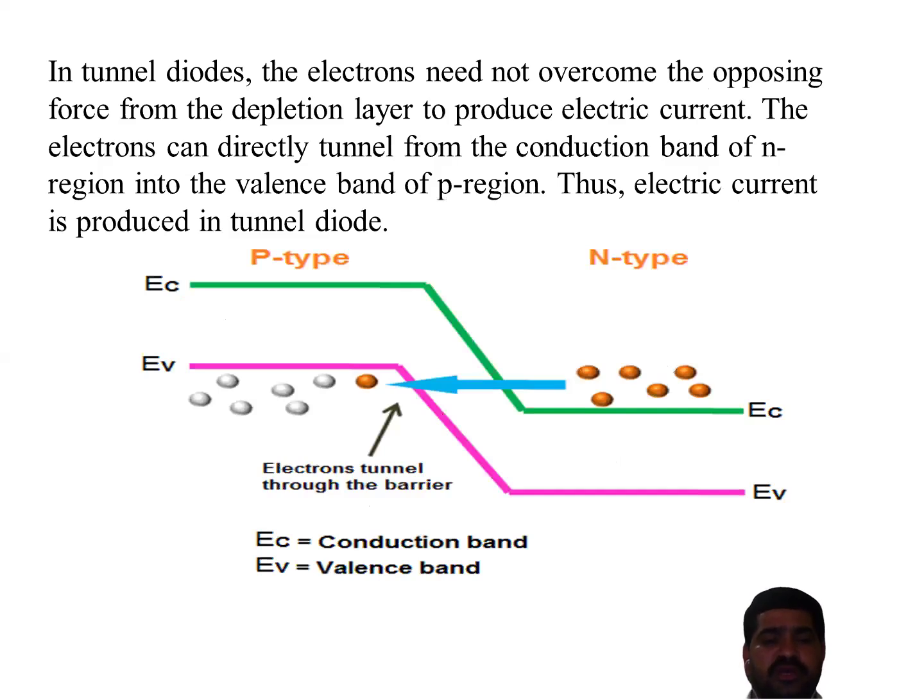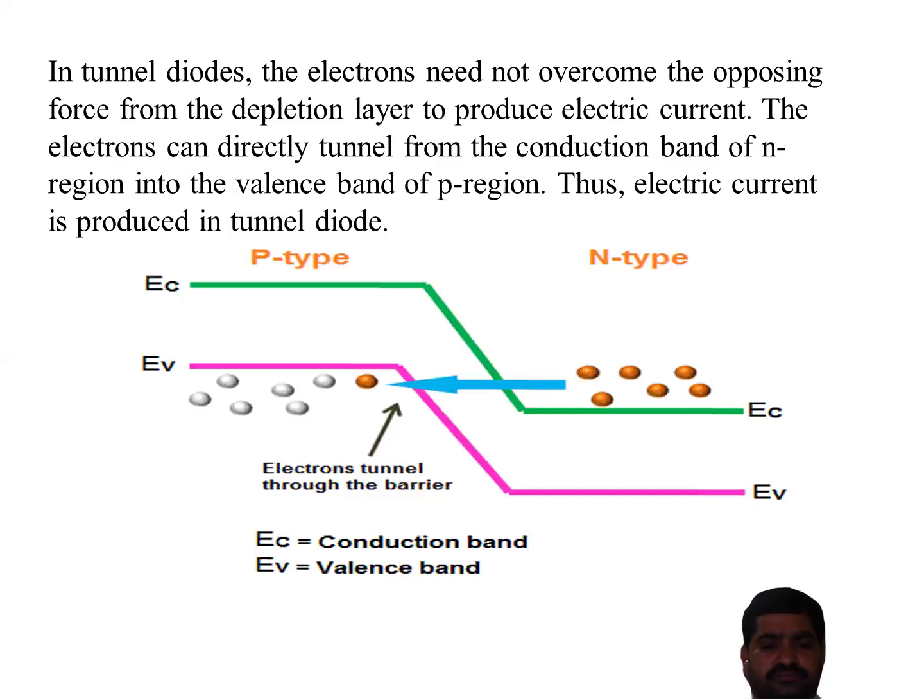So you can observe how the electric current flows in tunnel diodes. In tunnel diodes, the electrons need not overcome the opposing force from the depletion layer to produce the electric current. The electrons can directly tunnel from the conduction band of the n-type region into the valence band of the p-type region. Thus, electric current is produced in the tunnel diode.